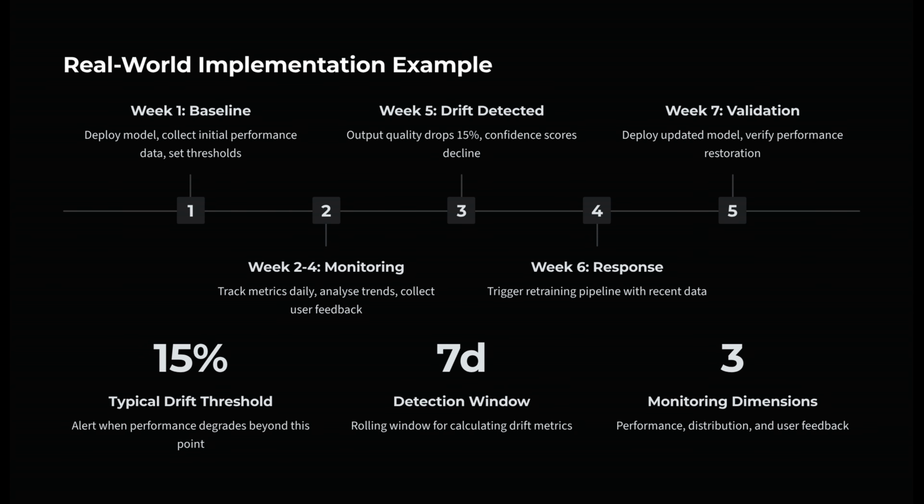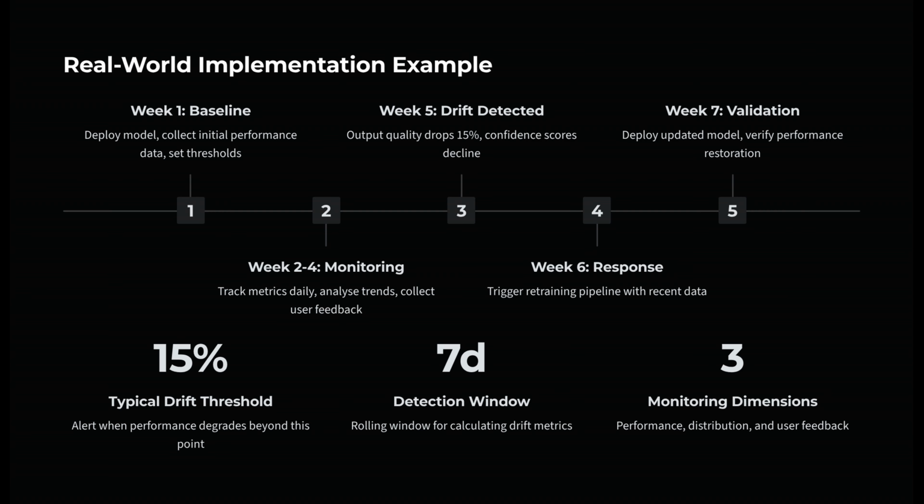Real-world implementation example. A helpful way to explain drift is through a simple timeline. In week 1, you set your baseline, almost like taking your starting fitness stats before training. In weeks 2 to 4, you check daily metrics, distribution patterns, and user sentiment to spot small shifts early. By week 5, you might see a 15% performance drop. That's your cue to trigger retraining.